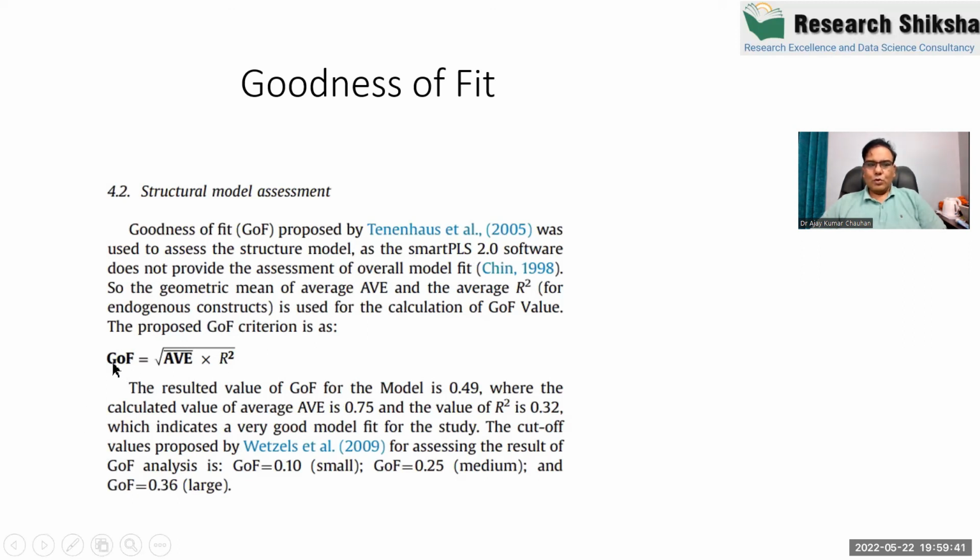So you can calculate goodness of fit by taking the square root of AVE multiplied by the R square of the dependent variable, right? Because R square, you know, is always calculated for the dependent variable. If this value is 0.10, it is very small, 0.25 is medium, and 0.36 is good. So any GOF value more than 0.36 is considered to be good.